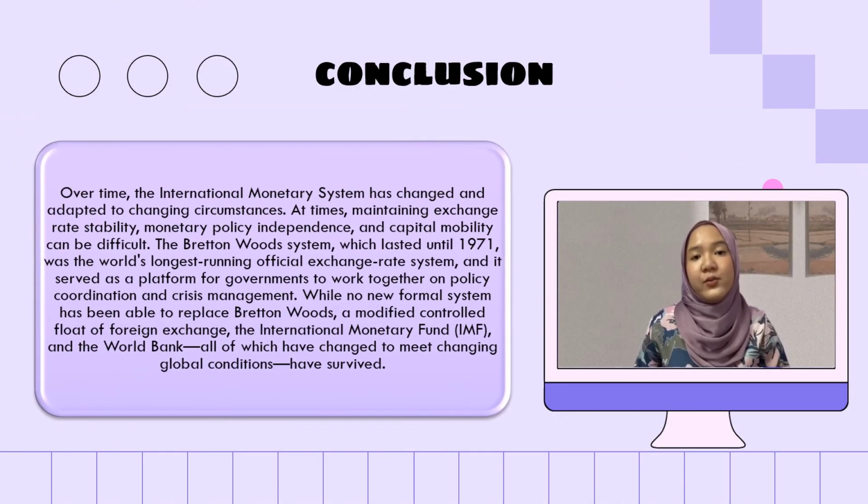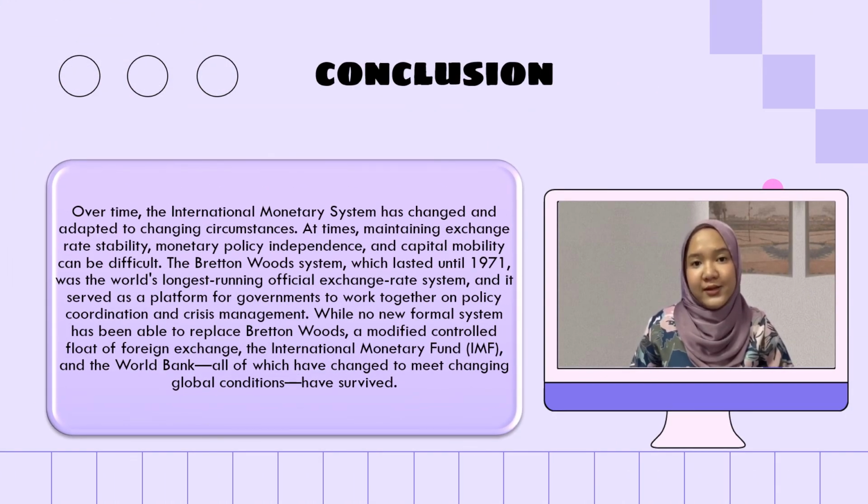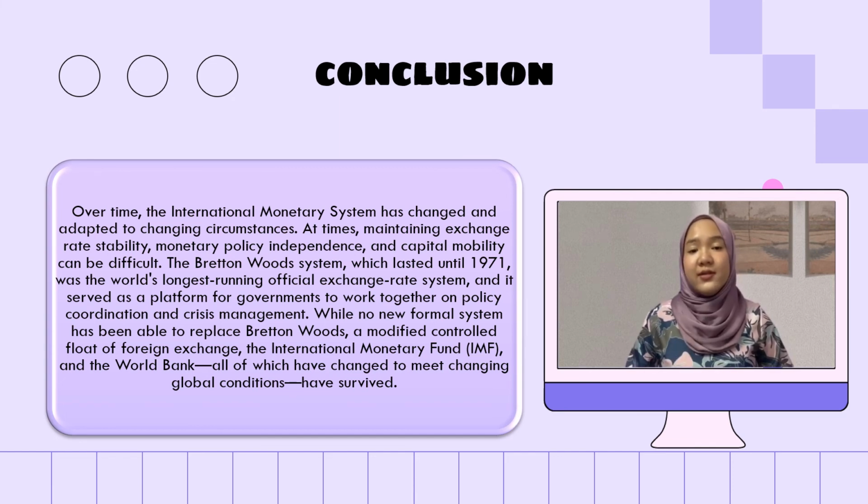So last but not least, I'll proceed to the conclusion of this presentation. Over time, the international monetary system has changed and adapted to changing circumstances. At times, maintaining exchange rate stability, monetary policy independence, and capital mobility can be difficult. The Bretton Woods system, which lasted until 1971, was the world's longest running official exchange rate system, and it also served as a platform for governments to work together on policy coordination and crisis management.